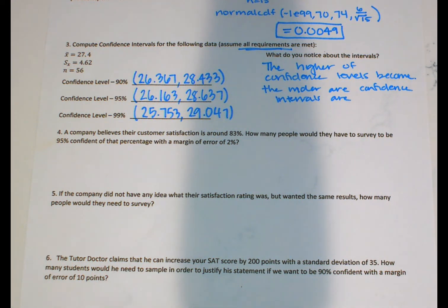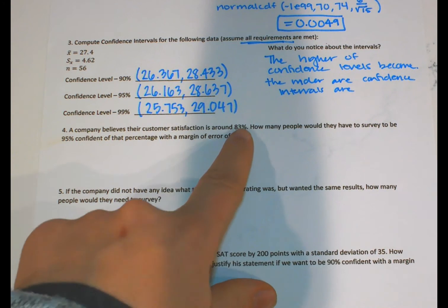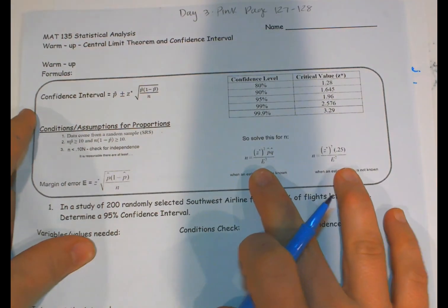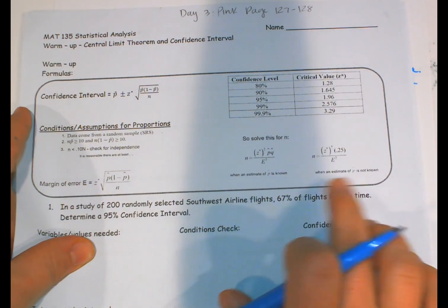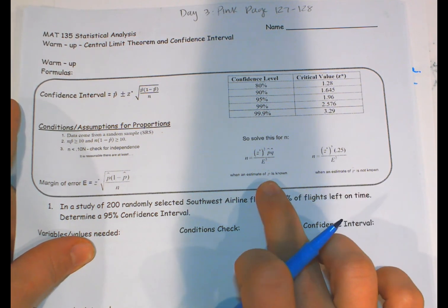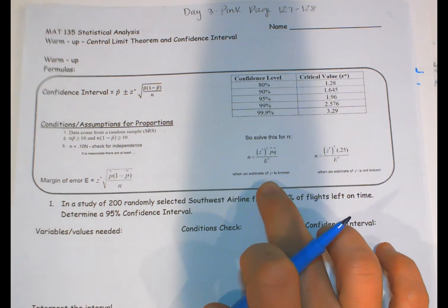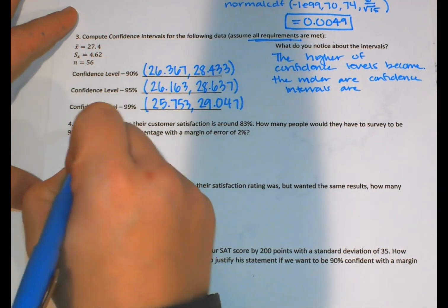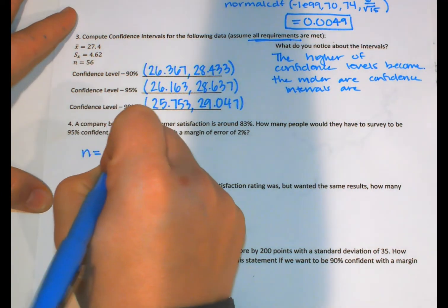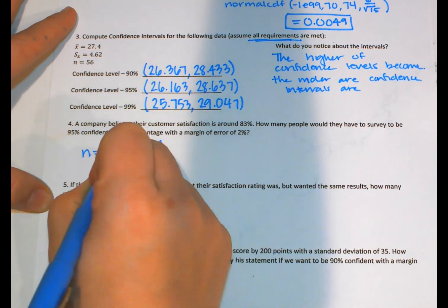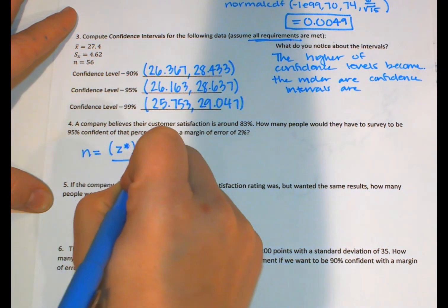When we're looking at a percentage here, we have 2 possible n values. One of them is where your point estimate is known, and one is where your point estimate is not known. Because they think it's 0.83, we're going to say that our point estimate is known at 83%. So our formula, when we think our point estimate is known, is n equals Z squared times P times Q over E squared.